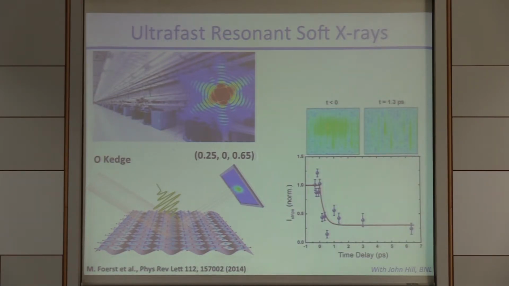And sure enough, after lots of work, what you can see is that a peak that was there at negative time delays, before pumping, associated with the presence of stripes in YBCO, goes away. Let's say at least 70% of the stripes go away.